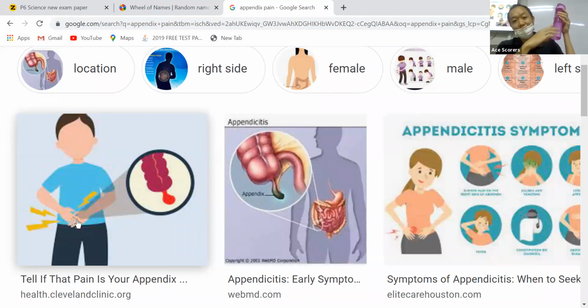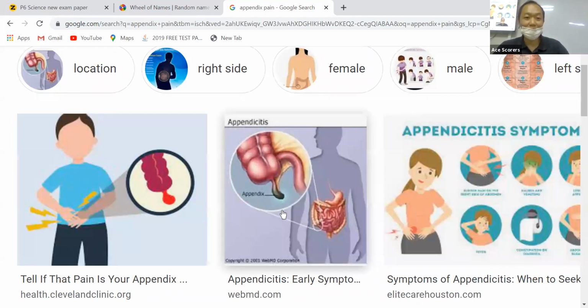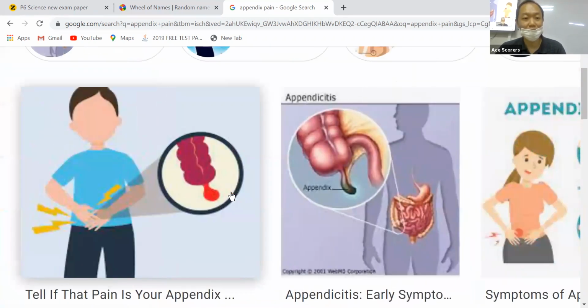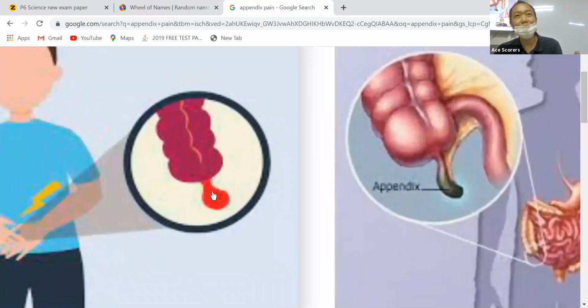Appendicitis is, imagine this is your intestine, okay? Then there's this little part in your intestine. This tiny little thing, food is supposed to pass through. But because you keep jumping, some food falls inside. While the rest of the food goes through, the food is stuck inside here, inside the appendix. Then when the food is stuck inside here, it corrodes.